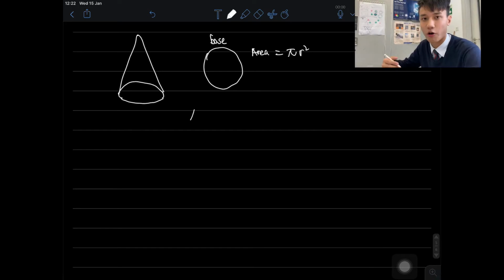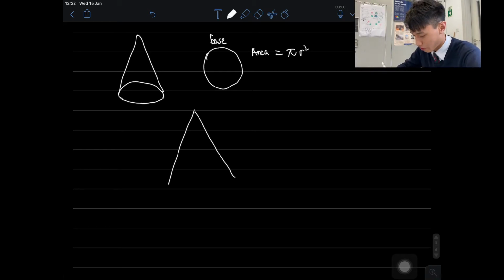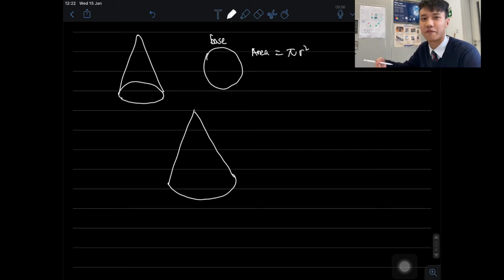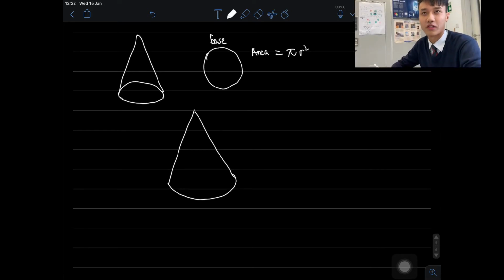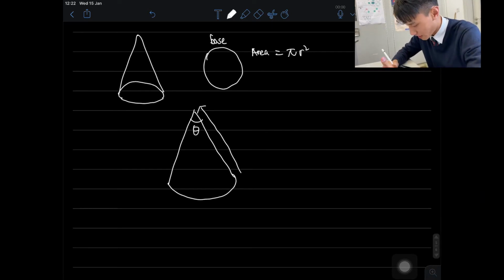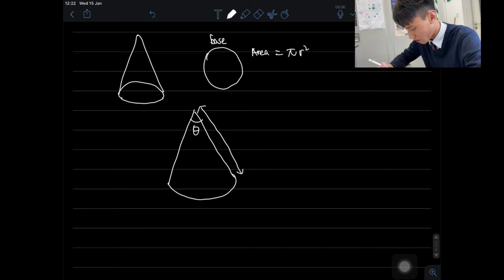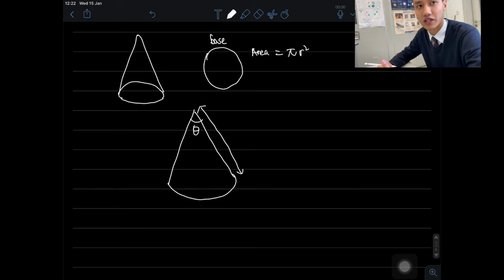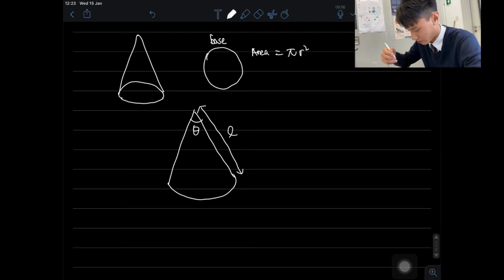So now let's find the area of the curved surface. Let's imagine it opened up. It will look something like this. As you can tell, this looks like a piece of pizza, which means that it is a sector of a circle. So what do we do when we're working with a sector of a circle? Let's label this angle theta first. And then this length will be equal to the slant length of the cone. So let's label it L.